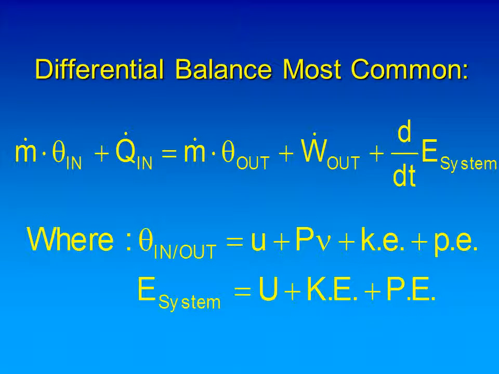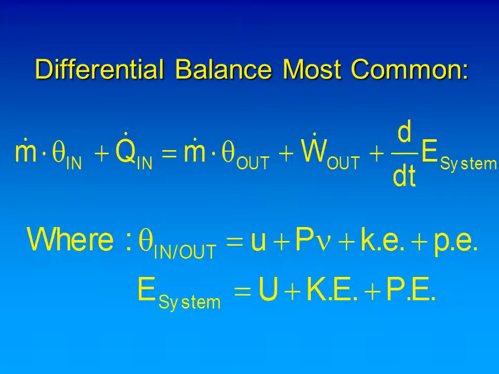Now we're going to define this energy per mass. This theta term for the energy per mass is the internal specific energy plus P times V. These two together make up what we call the enthalpy. And so you have the flow work plus the internal energy, plus the kinetic energy per mass, which is 1/2 V squared, plus the potential energy per mass, which is just g times h.